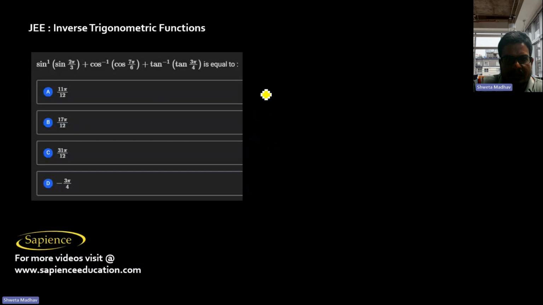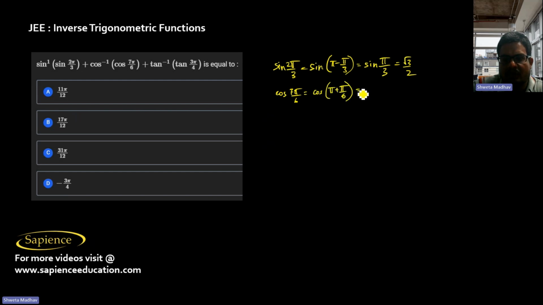Okay, so here it is told to find the value of sine inverse sine 2 pi by 3. So sine 2 pi by 3, we can say that is equal to sine pi minus pi by 3. So we know that sine pi minus theta is sine theta only, since it will be in the second quadrant. So sine pi by 3, that is sine 60 degree, that is root 3 by 2. And cos 7 pi by 6, that is equal to cos of pi plus pi by 6. So cos pi plus theta is minus cos theta, since it is in the third quadrant. So minus cos pi by 6, that is minus root 3 by 2, since cos 30 degree is root 3 by 2.